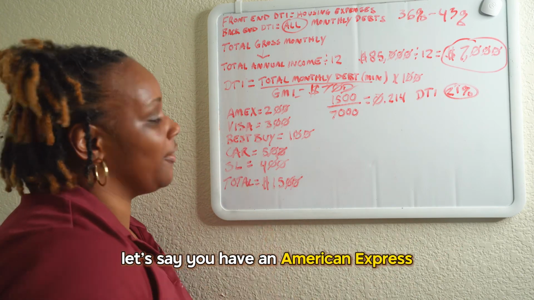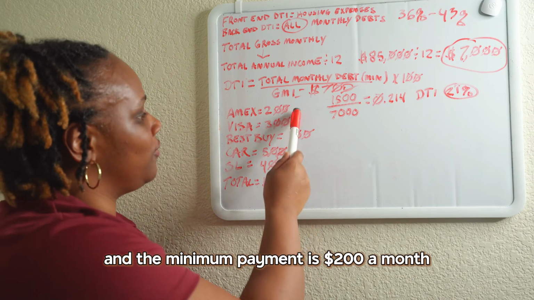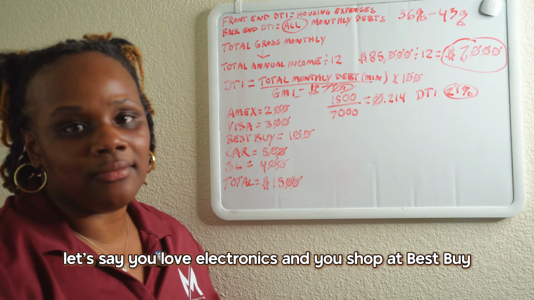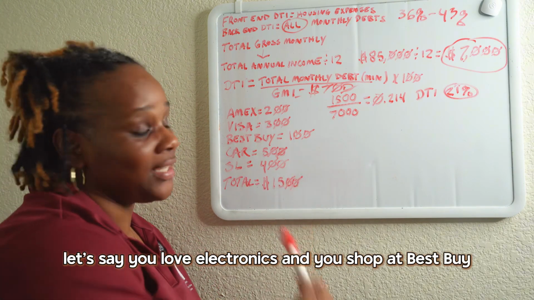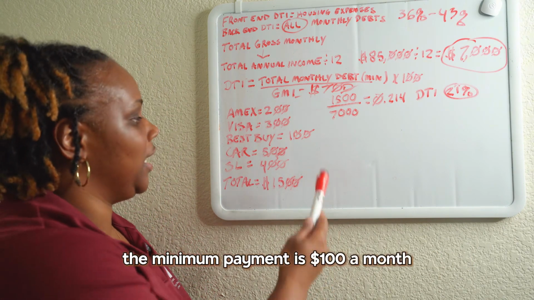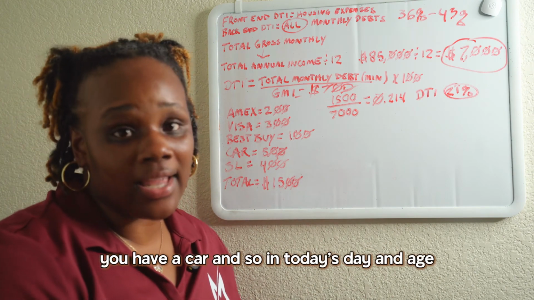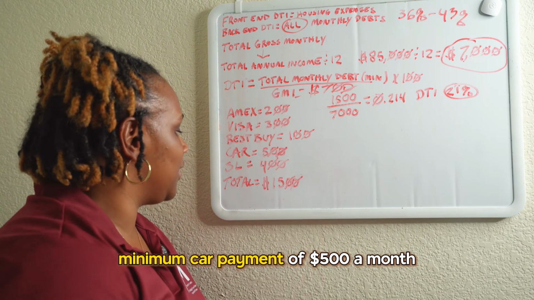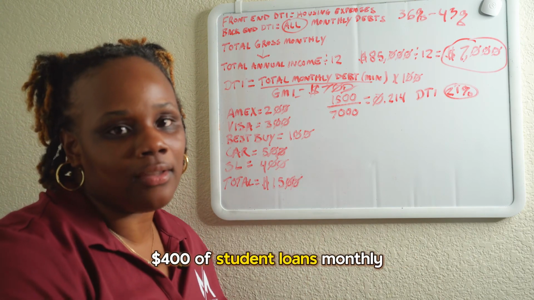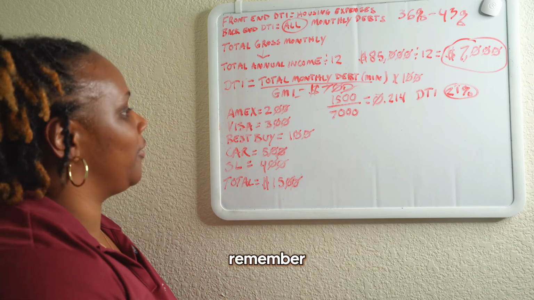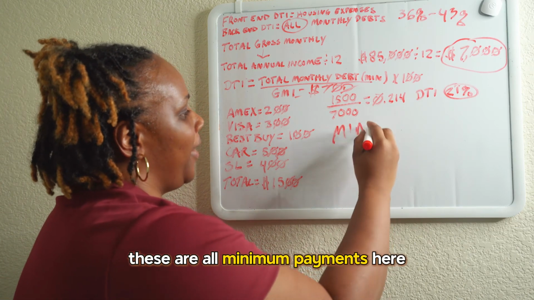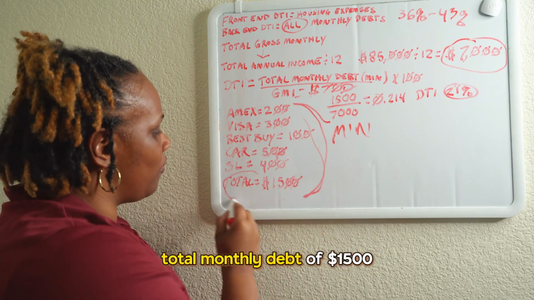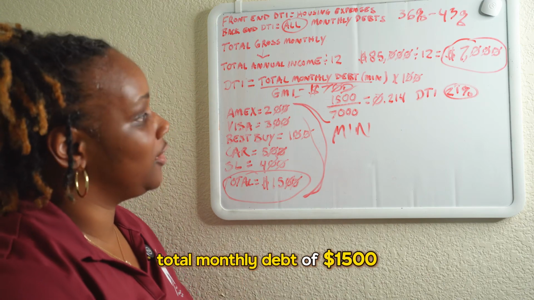Let's say you have an American Express and the minimum payment is $200 a month. You have a Visa card, the minimum payment is $300 a month. Let's say you love electronics and you shop at Best Buy, so you have a Best Buy credit card. The minimum payment is $100 a month. You have a car, and so in today's day and age, let's say you have a minimum car payment of $500 a month. And then let's say you have $400 of student loans monthly. Remember, all of these are minimum payments. So that's gonna give you a total monthly debt of $1,500.